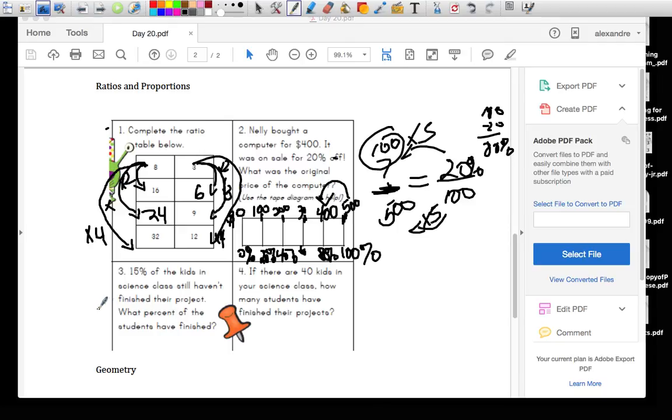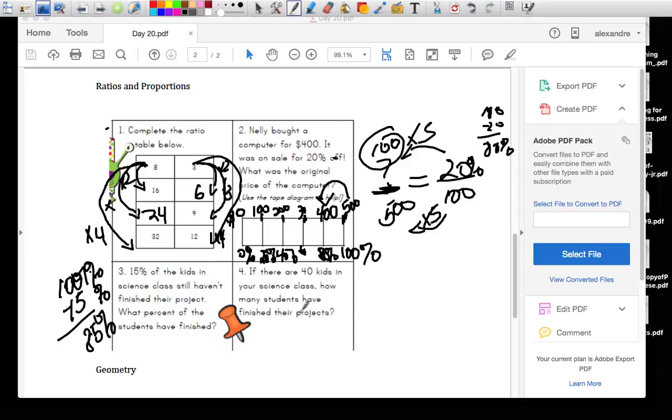Well, if 15% have not finished, that means that 85% have. That's a really simple question. So 100% of the kids minus 15% of the kids that did not finish leaves us with 85% of the class that has finished.